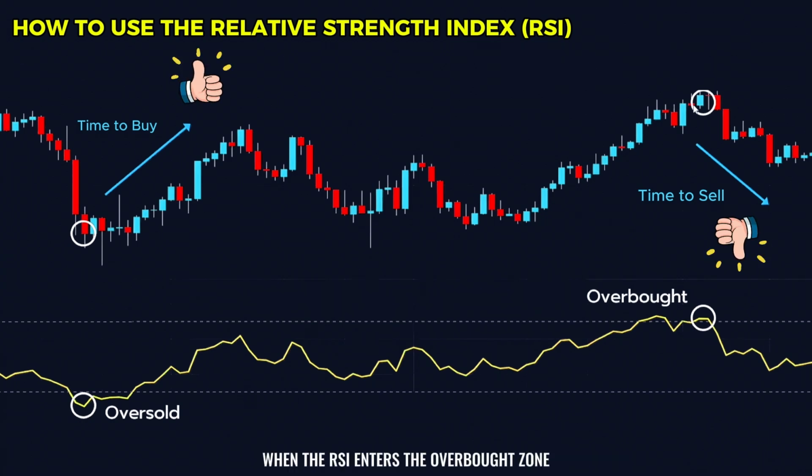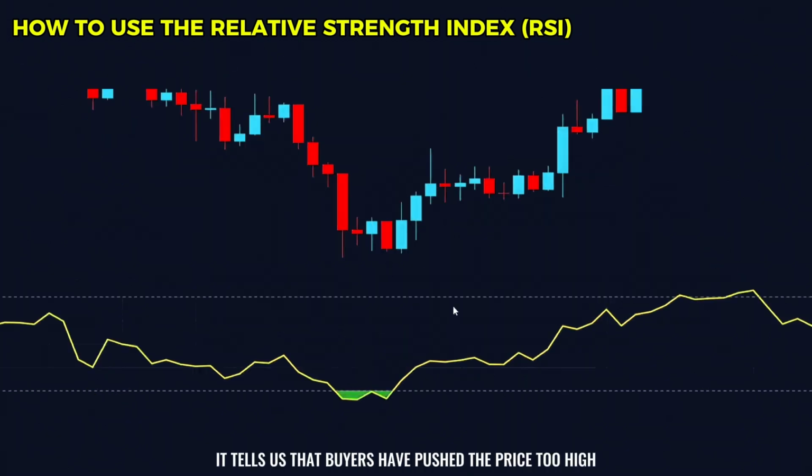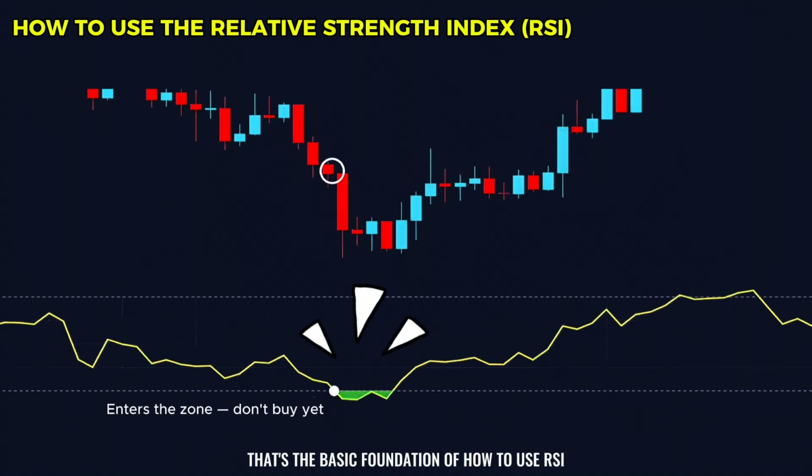On the other hand, when the RSI enters the overbought zone, like in this example, it tells us that buyers have pushed the price too high. The price has become expensive. When the price becomes expensive, traders may start taking profits. That's the basic foundation of how to use RSI. From this point on, I'll show you 7 different RSI techniques. Let's begin with the first technique.